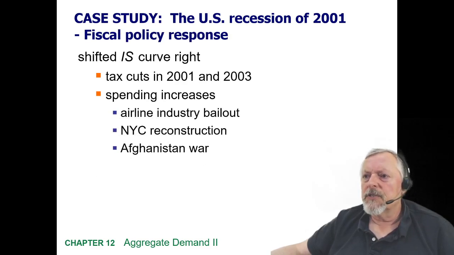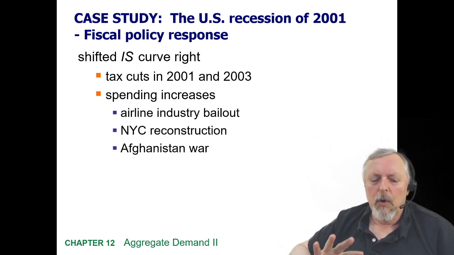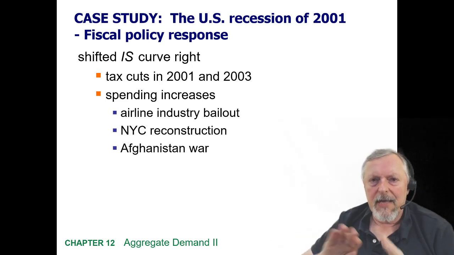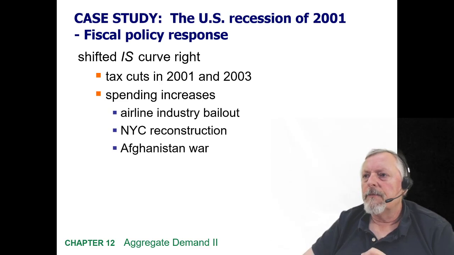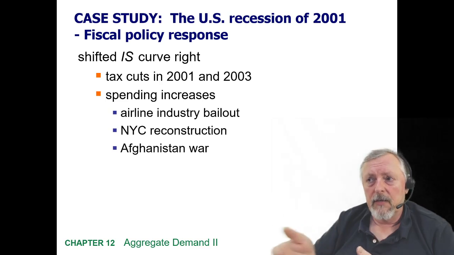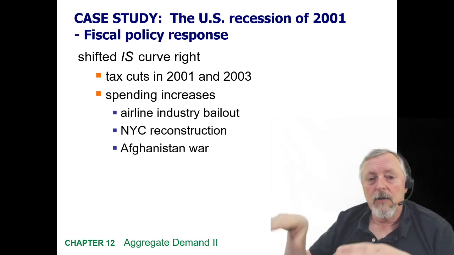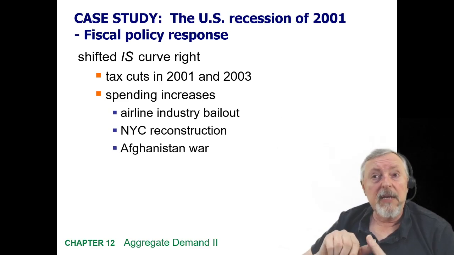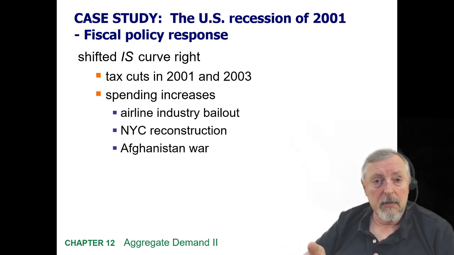In response to the slowdown, both fiscal and monetary policy were used to try to counteract the effect. The Fed increased the money supply, which shifts the LM curve to the right. That caused interest rates to fall. Congress passed fairly aggressive tax cuts. Also, an emergency spending bill to start rebuilding New York.